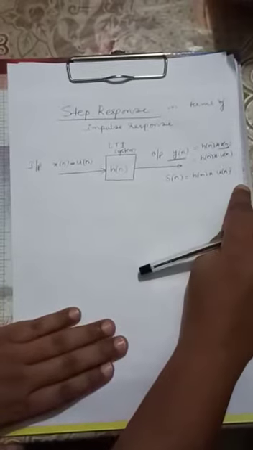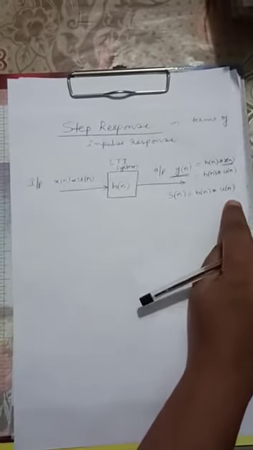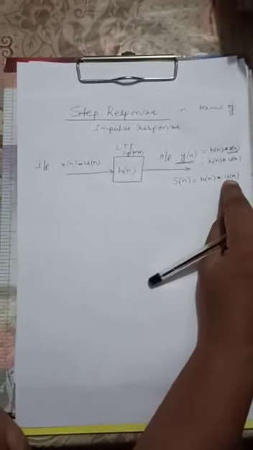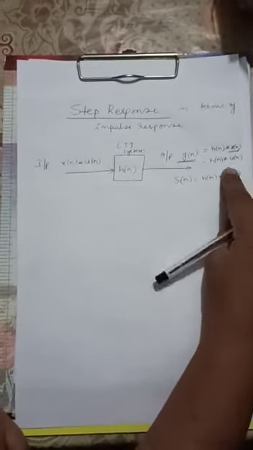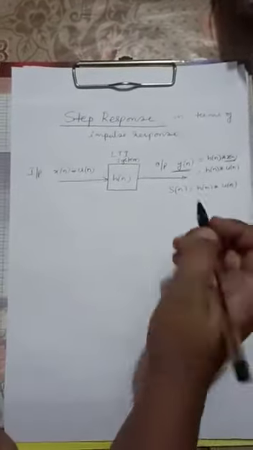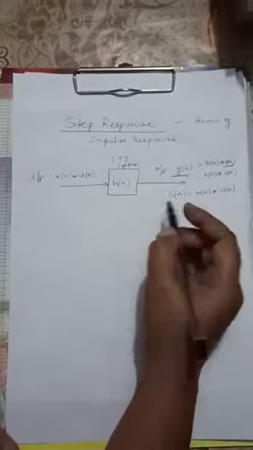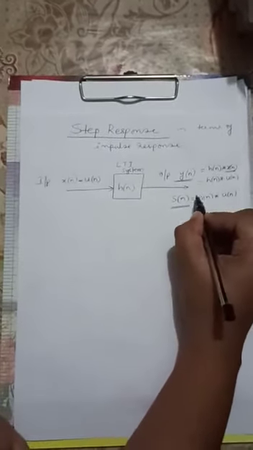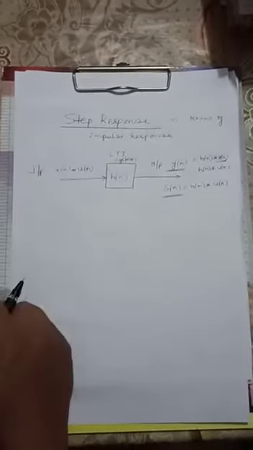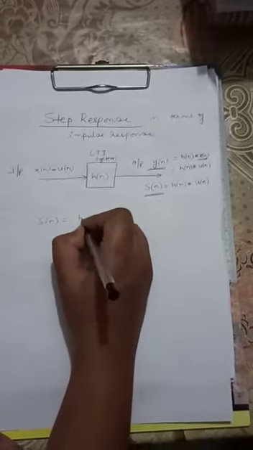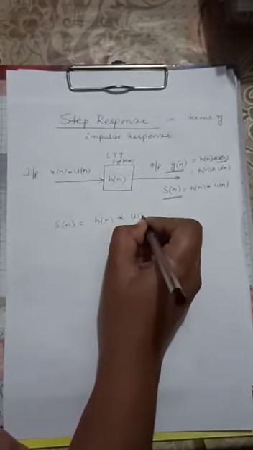See, such problems we have already done in the convolution sum, and also in the convolution integral. So whenever your input was just a step signal, then that output y of n is nothing but your step response. Now we will derive the equation for the step response in terms of the impulse response of this LTI system. So now I will write the definition. s of n is equal to h of n convolution u of n.